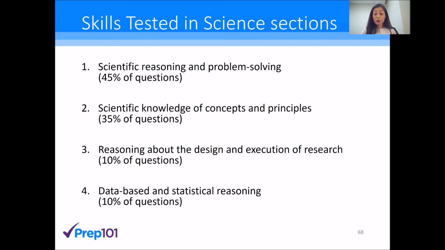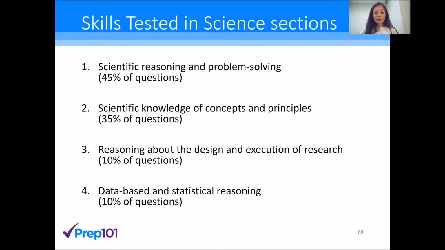Can you figure out what kind of real-world implications some sort of data has? What kind of real-world situation would the data matter in? Or what does it imply if we were to extrapolate that data and put it into some sort of population of animals? So these are the 4 sections. Again, the first skill is going to be worth 45% of the questions. The second skill, 35%, and the last 2, 10% each.